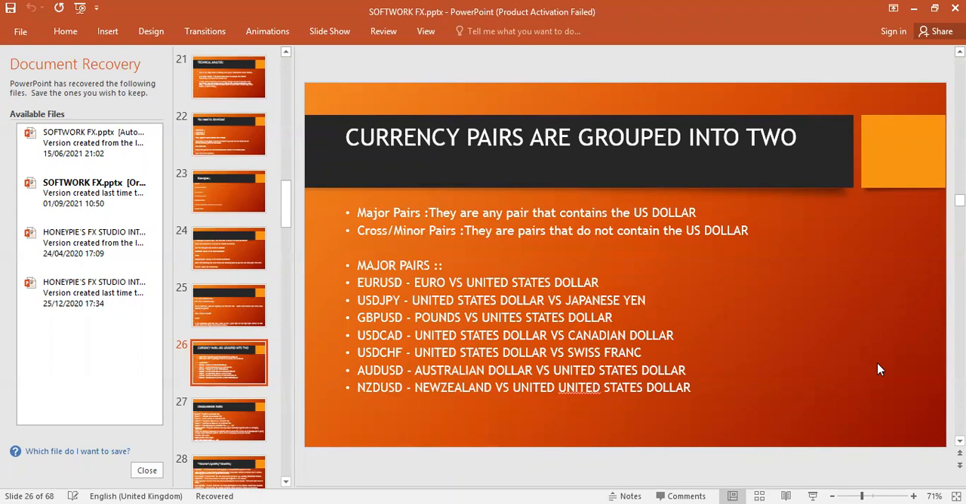Look at what I have on my slide there. I have Euro USD, USD JPY, GBP USD, USD CAD. Anything that is crossed with the US dollars is referred to as the major pairs. They are the major pairs in the market.